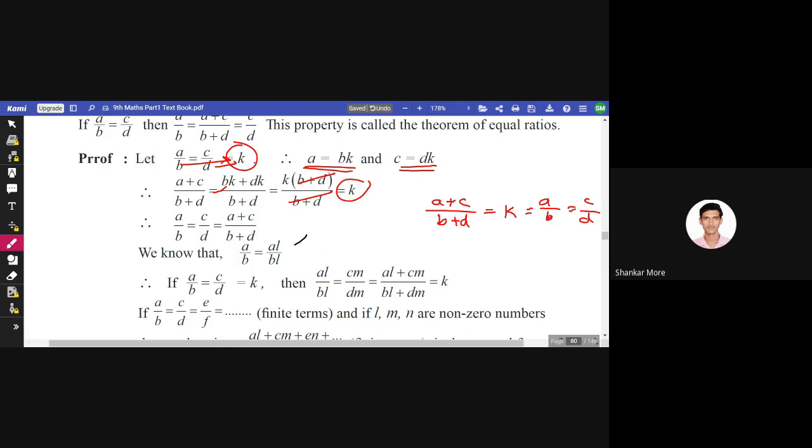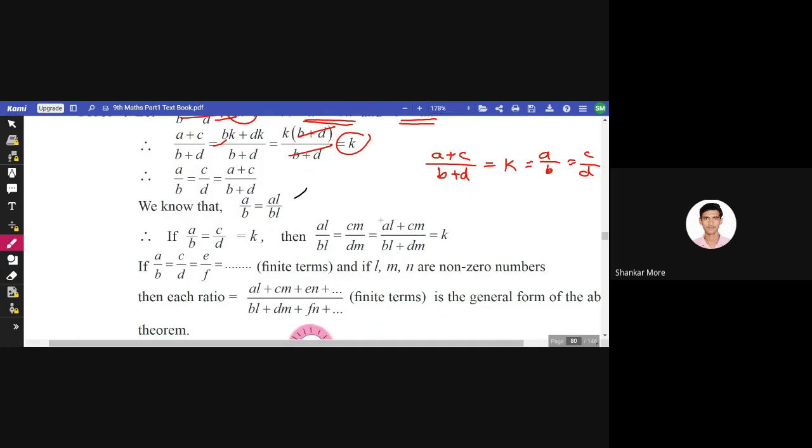Okay, now let's go further. So what is the next thing? We know that a/b = al/bl. Now let us suppose we have one ratio and उस ratio के साथ numerator में भी अगर हम कोई value multiply करें, numerator में हम एक l value multiply करते हैं और in the denominator also we are multiplying one l value. So that does not change the meaning of this ratio, right? So a/b = al/bl.